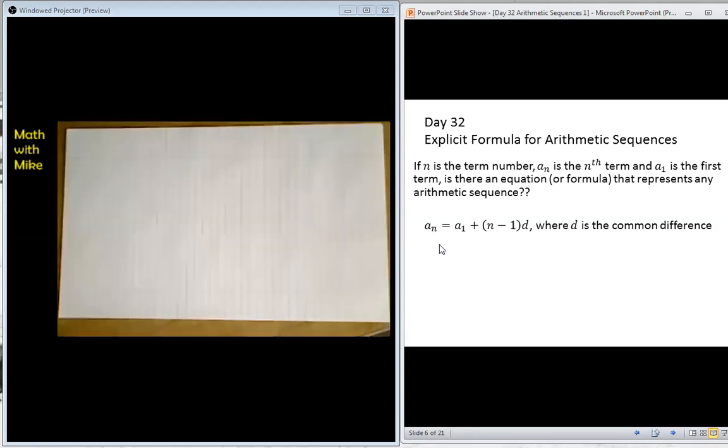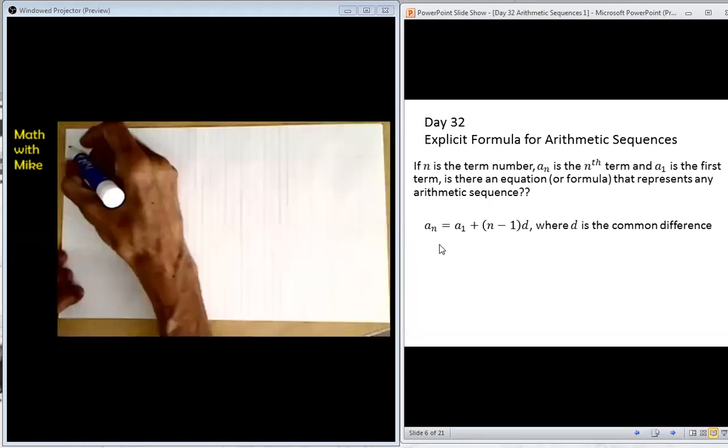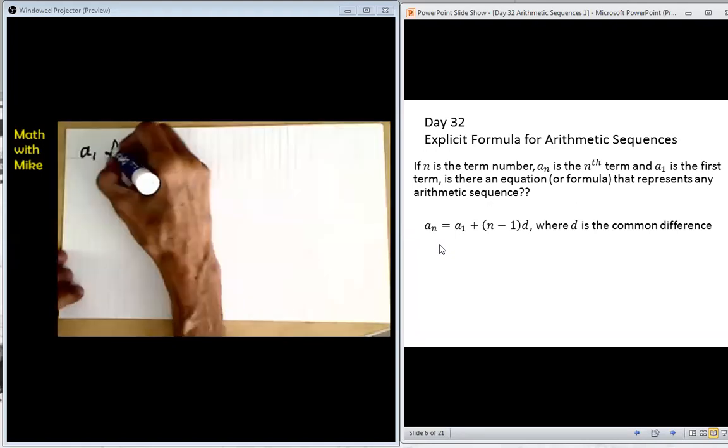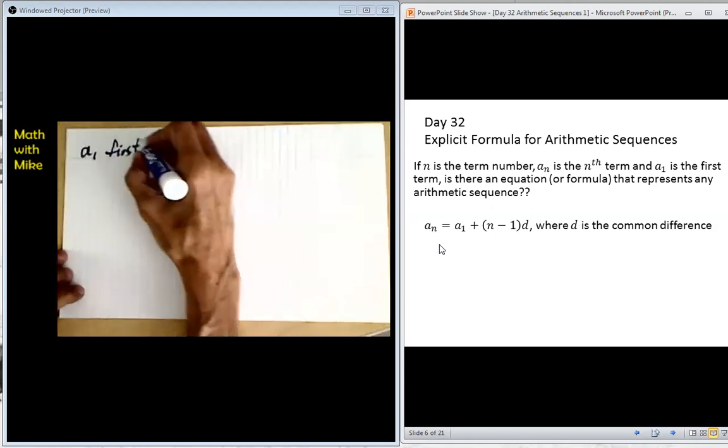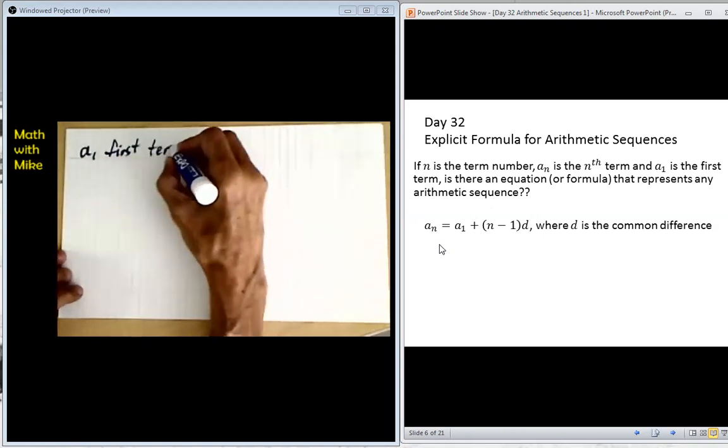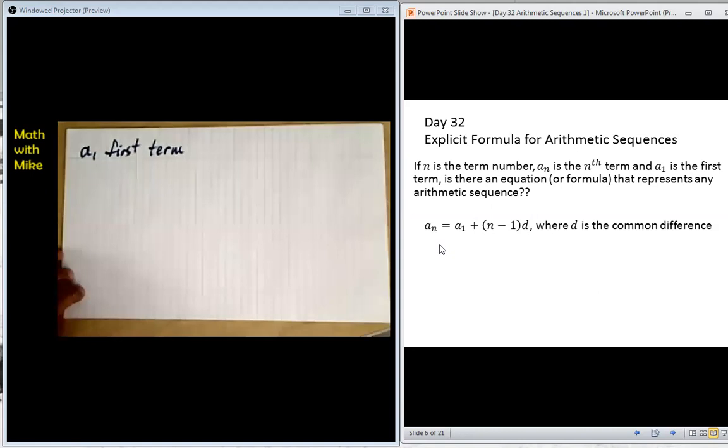All right, so taking a look at the formula that we got there, what does the A1 represent again? Yeah, for sure. A1 is going to be the first term of our sequence. Absolutely. First term. What is the D?